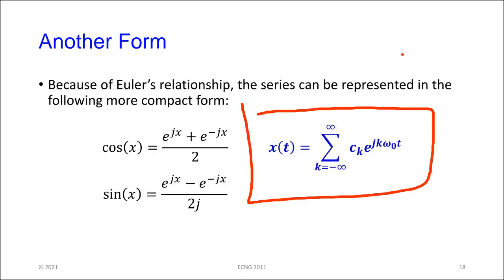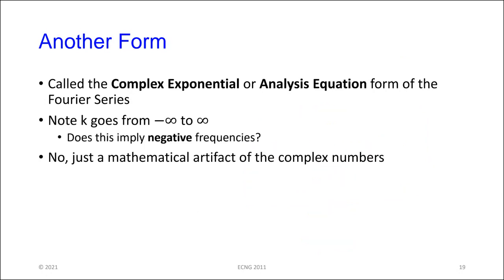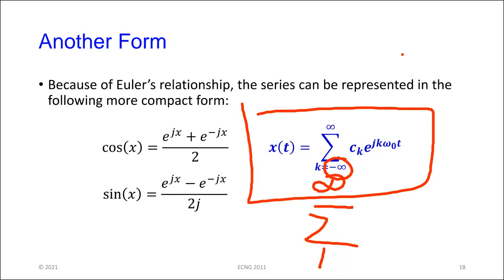Now notice a little bit of a difference here. In the trigonometric form, k went from 1 to infinity. In the complex exponential form, k is going from minus infinity to plus infinity. So does that imply negative frequencies? That might look a little bit strange because, of course, k is the harmonic number. But this just happens to be because of the fact that we're now dealing with complex numbers. Remember, complex numbers come in complex conjugates, right?